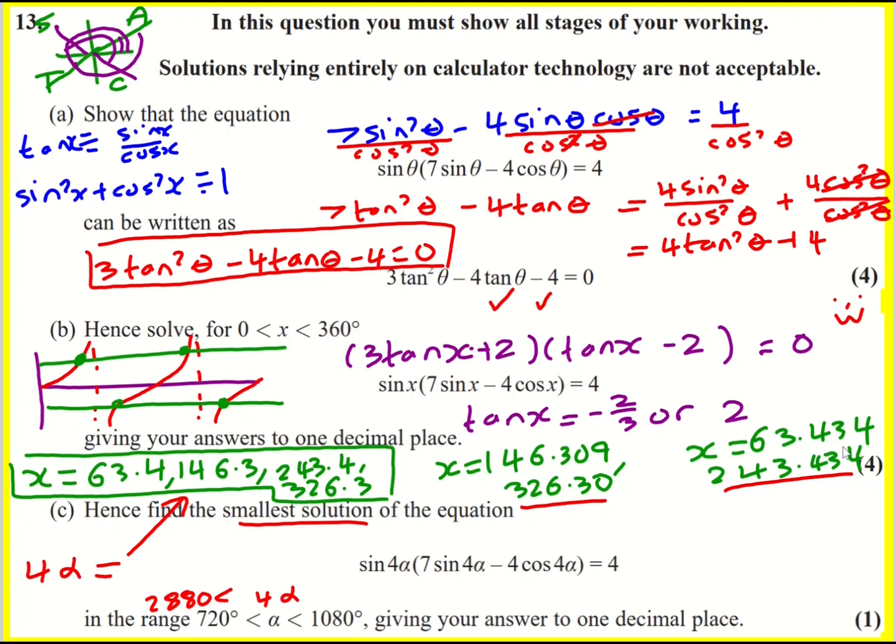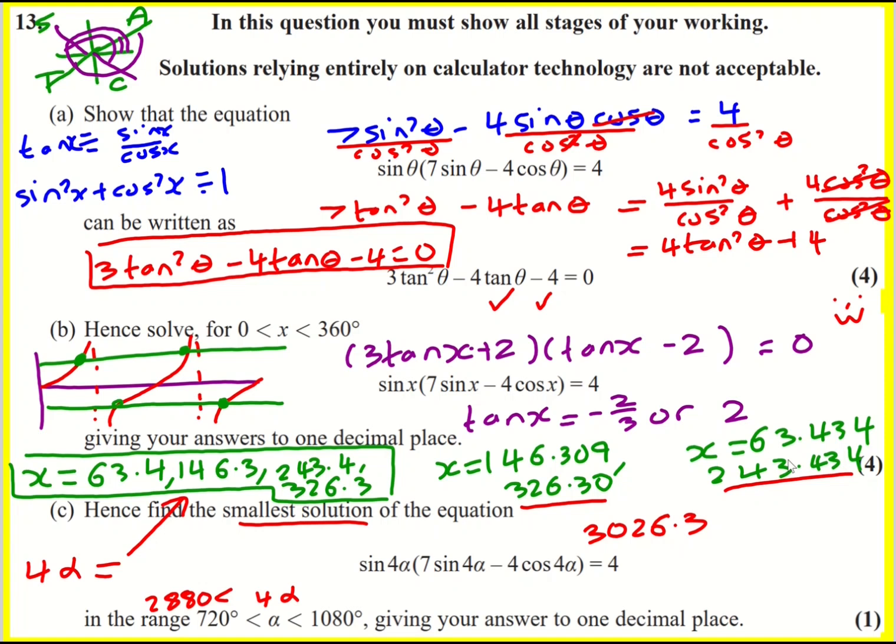So that gets me to 2,126.3. I'm just going to keep adding on 180 there. 2486.3. Okay, that's still too small. If I keep going, I've got 2846.3. Okay, that is still too small. But I'll get 3026.3. That is going to be the smallest solution for 4 alpha from this one. I'm then going to divide by 4 in a minute if it is indeed the smallest. But let's take the other one because I reckon this one's going to be a winner.